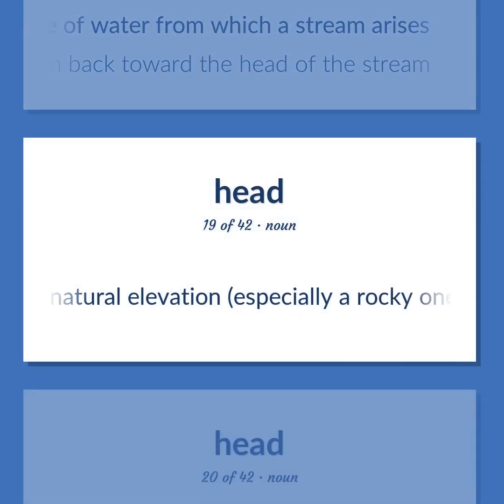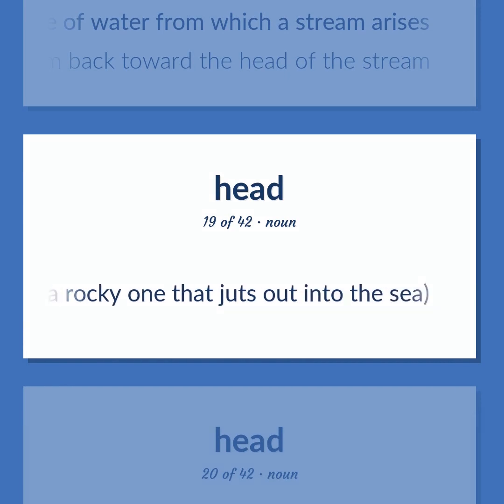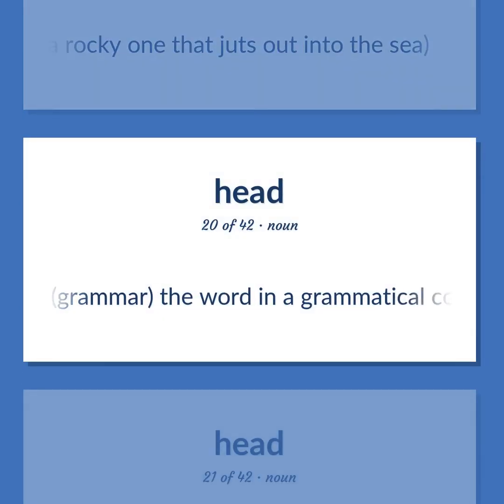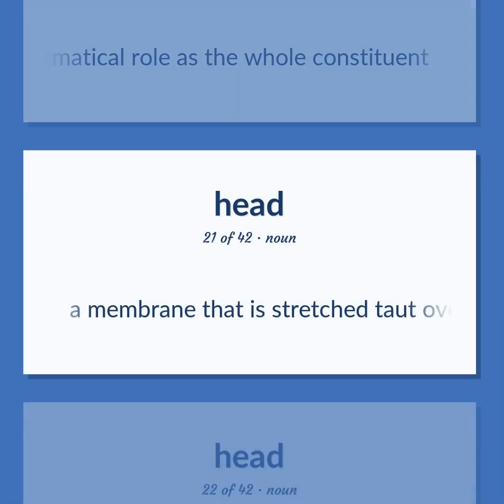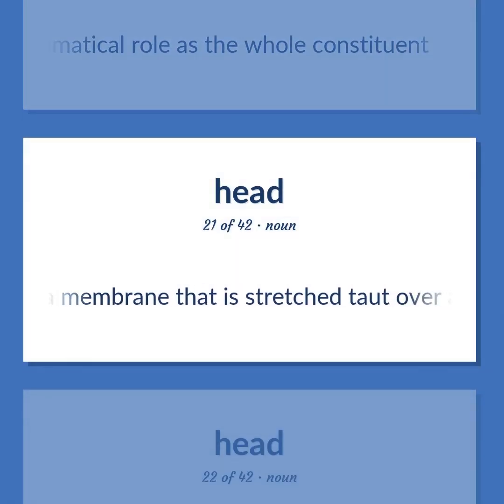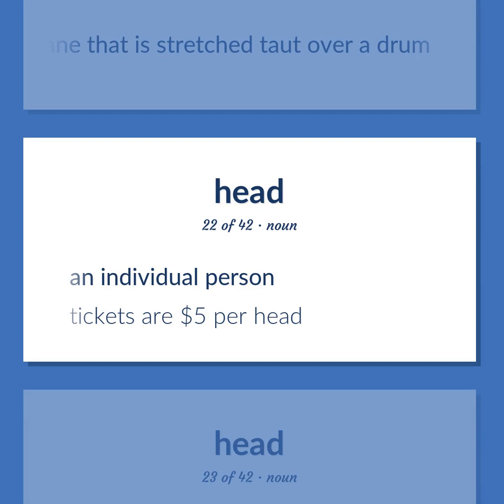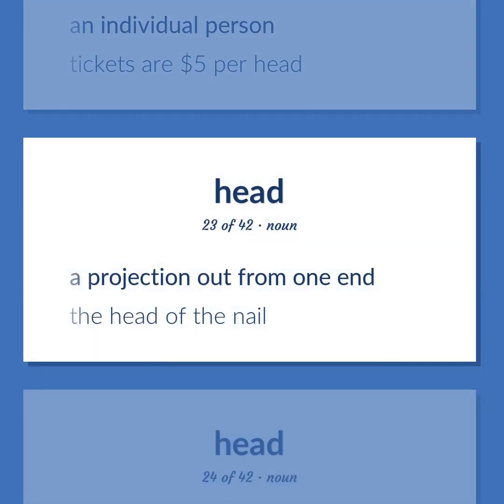A natural elevation, especially a rocky one that juts out into the sea. Grammar. The word in a grammatical constituent that plays the same grammatical role as the whole constituent. A membrane that is stretched taut over a drum. An individual person. Tickets are $5 per head. A projection out from one end. The head of the nail.